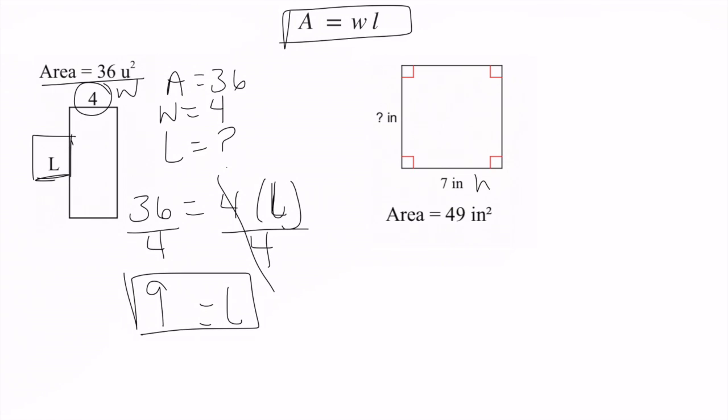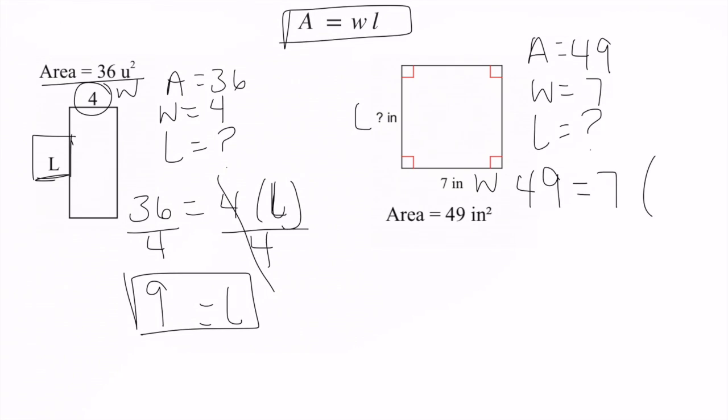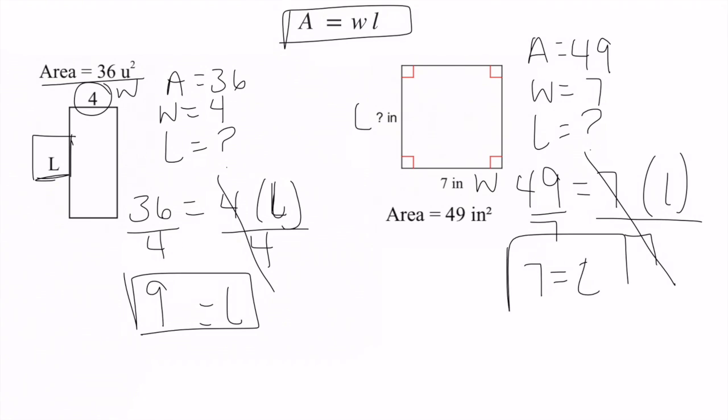All right, same thing. We have our width. We don't know our length. So we have area equals 49. Width equals 7. And the length is unknown. So then we plug it into our formula. 49 for area equals a width of 7 times L. Getting L by itself means that we are going to divide by 7, which means L equals 7.